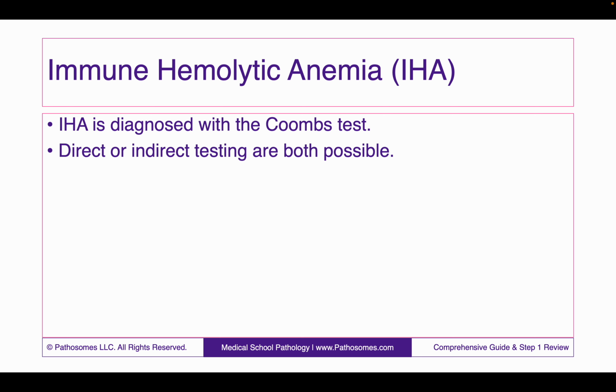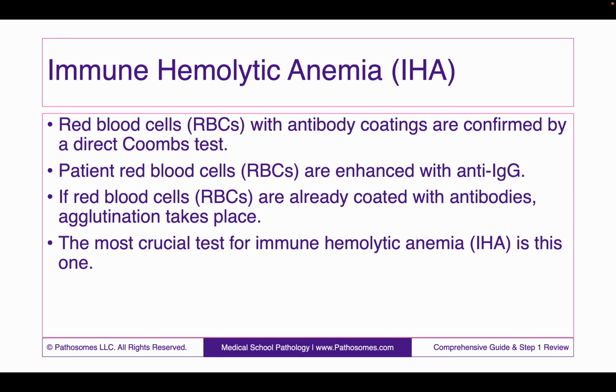Direct or indirect testing are both possible. In immune hemolytic anemia, red blood cells with antibody coatings are confirmed by a direct Coombs test. Patient red blood cells are mixed with anti-IgG. If red blood cells are already coated with antibodies, agglutination takes place. The most crucial test for immune hemolytic anemia is this one.